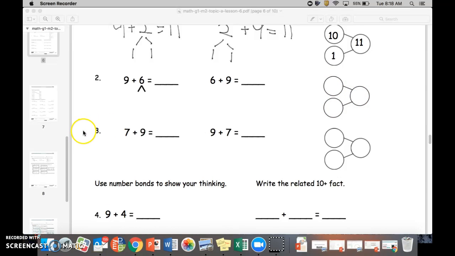Okay, sorry about that. Number 3, same thing. 7 plus 9, we have to break apart our 7 to make our 9 into a 10. How are we going to do that? We do the same thing for both problems because both problems are exactly the same. They're just flip-flopped. Over here, you have your 10 plus fact. So 10 plus whatever was left of your 7 makes this.